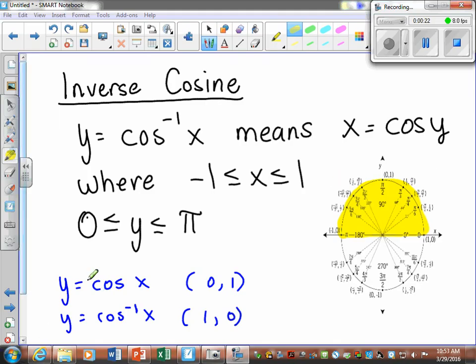Just as a quick example, y equals the cosine of x. If I chose an ordered pair for this equation, it would be (0, 1). So y equals cosine inverse of x would be the ordered pair (1, 0). That's just an example similar to the one we did with the sine. So let's take this to the next page and work some examples.